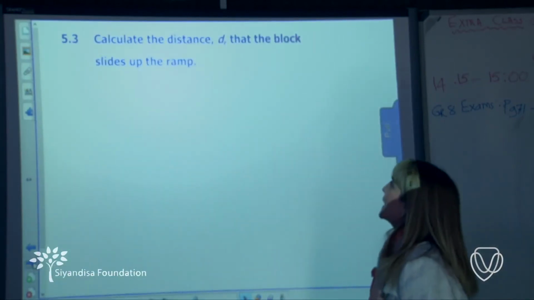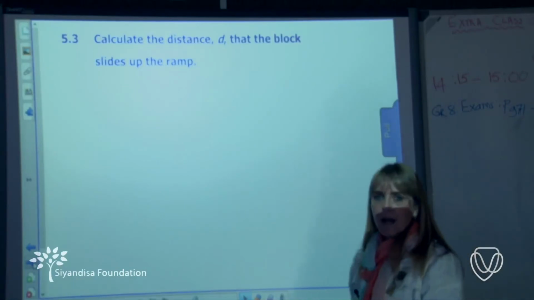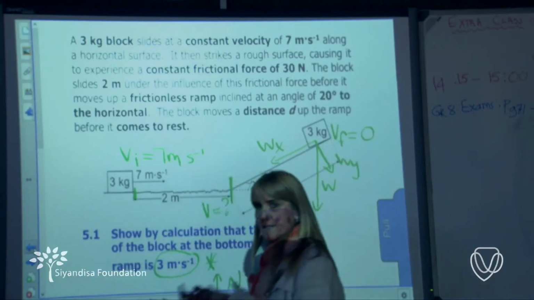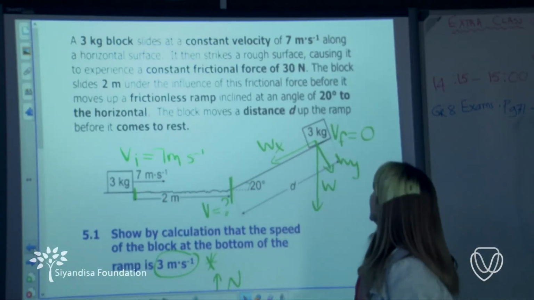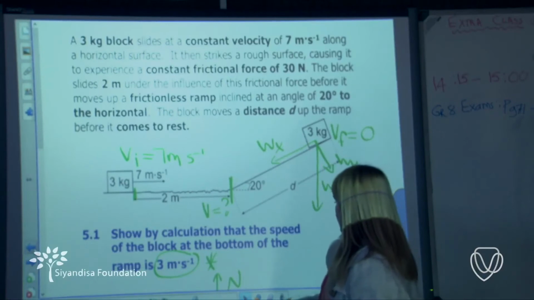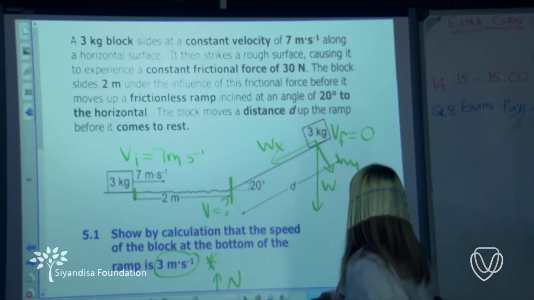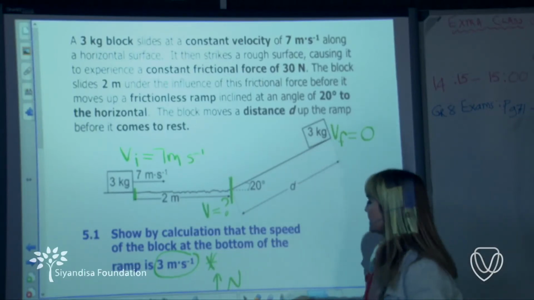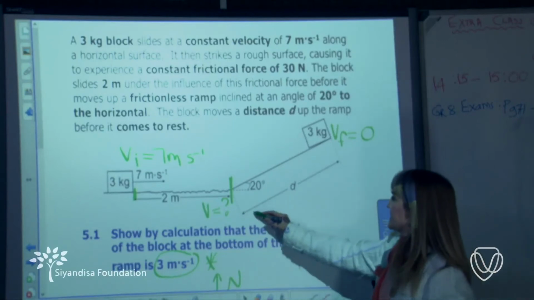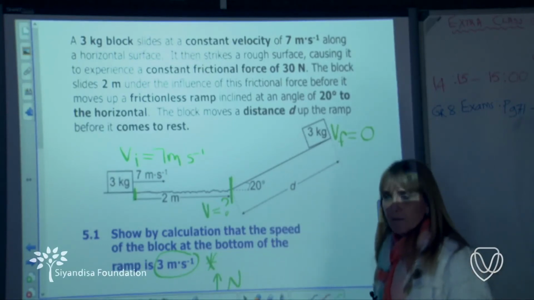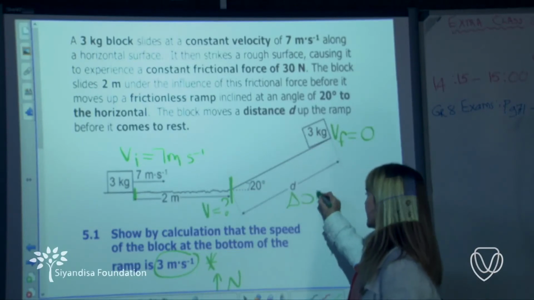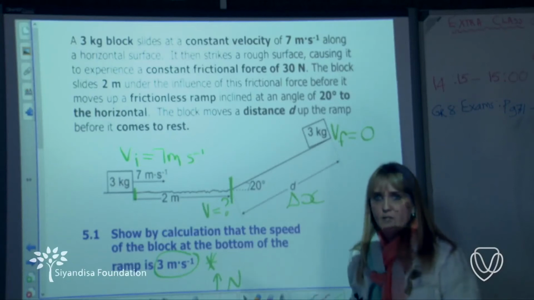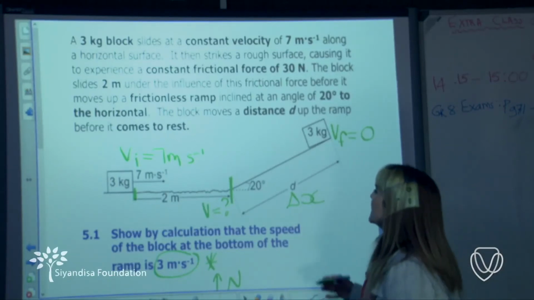Question 5.3. Calculate the distance that the block slides up the ramp. So now we go back to our original diagram. Always keep going back to your original diagram. And I'm going to get rid of as much of this as I can because it's now in our way. Right, so they want to know the distance d that this block now moves up the ramp. In other words, they want delta x. What is the object's displacement from the bottom of the ramp until it becomes stationary at the top of the ramp? What is delta x?